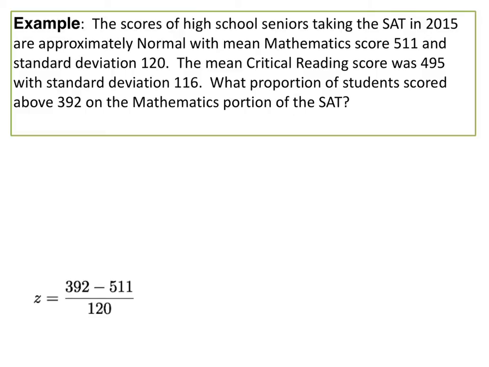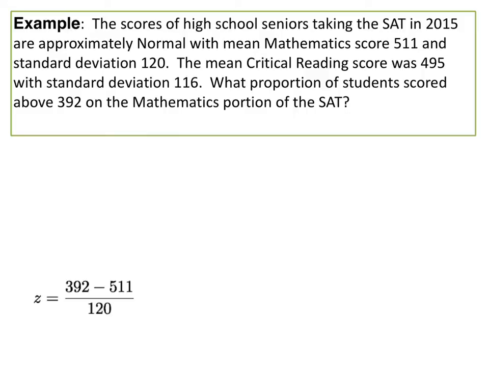Let's look at another example. So here the scores of high school seniors taking the SAT in 2015 are approximately normal, with a mean mathematics score of 511 and a standard deviation of 120. The mean critical reading score was 495 with standard deviation 116. What proportion of students scored above 392 on the mathematics portion of the SAT?